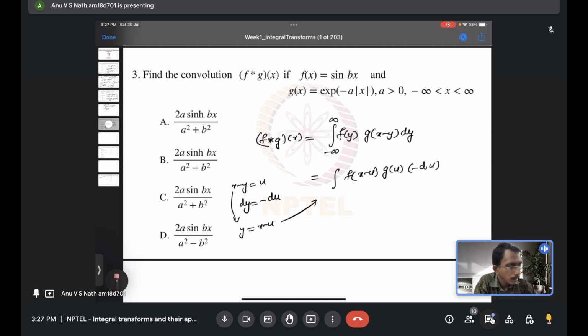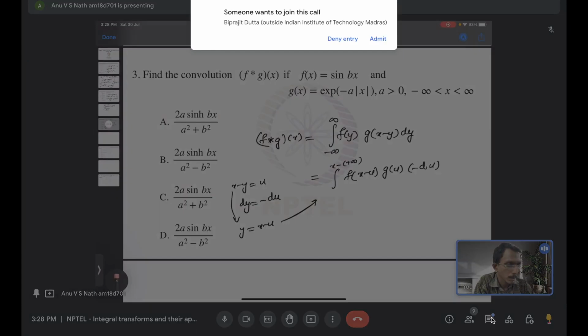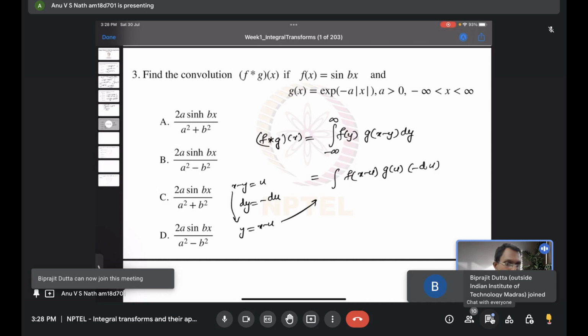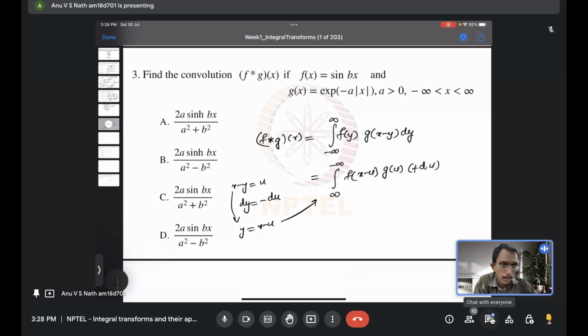And also the integration limits for u become, since it's x minus y, right, x minus infinity to x minus plus infinity. So for any finite value of x, you can see this lower limit and upper limit will turn out to be just plus infinity and minus infinity, and this minus sign we have here with the du can change the integration order from minus infinity to plus infinity.